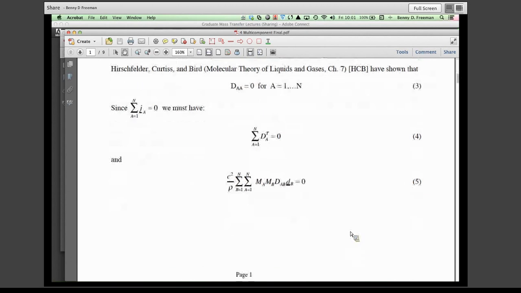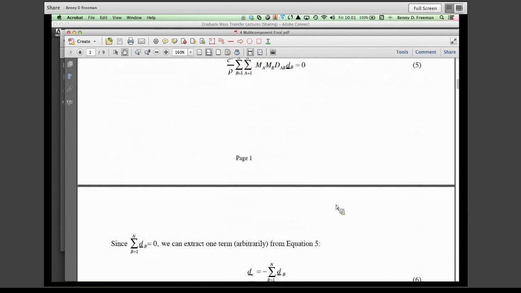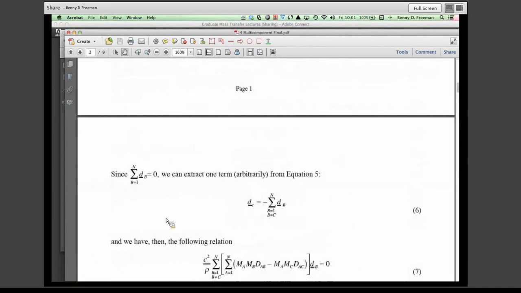And now, we'll show that here in just a moment. Since the sum of these generalized driving forces equals 0, we can extract one of these terms arbitrarily and write all of the others in terms of that one, or if you will, write the generalized driving force for component C in terms of the driving forces for all the other components.